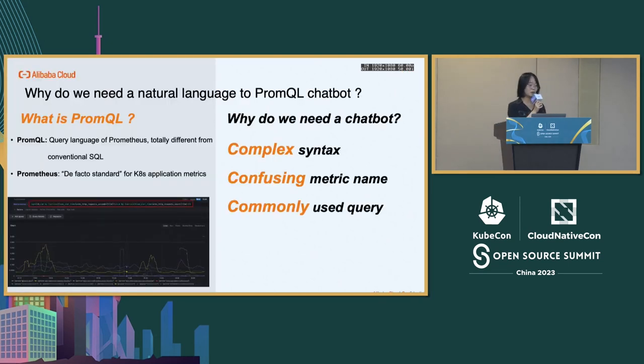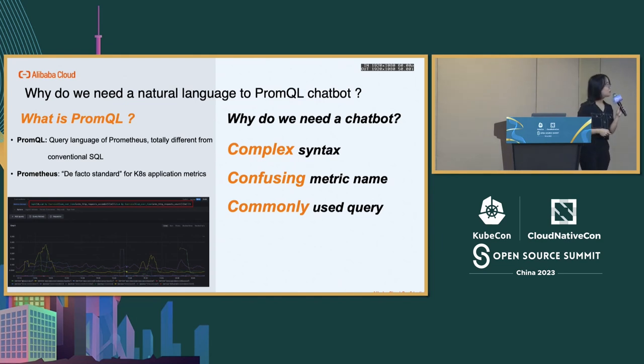So what is PromQL? PromQL is the query language in a time series database called Prometheus. And Prometheus is called the de facto standard for Kubernetes applications. Here, de facto standard means that almost all of the metrics that we collect from Kubernetes applications will be stored and queried in the Prometheus database. We can see an example here. We can use PromQL to get the top 10 applications with the highest response time.